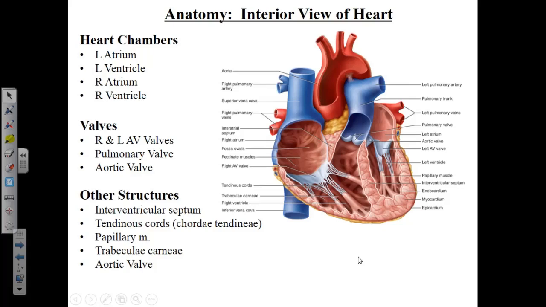All right. So here we have two atrioventricular valves. We also have two semilunar valves. All right. The two semilunar valves we have, one is called the pulmonary valve. The other one's called the aortic valve, named for the blood vessels that the blood's going to go into.